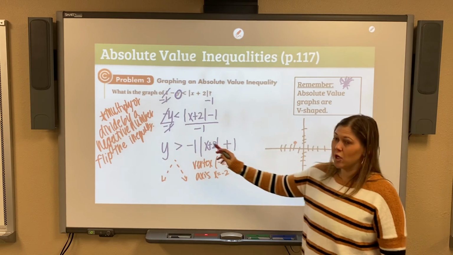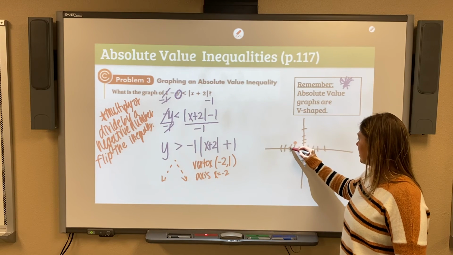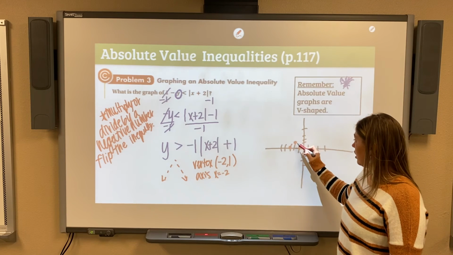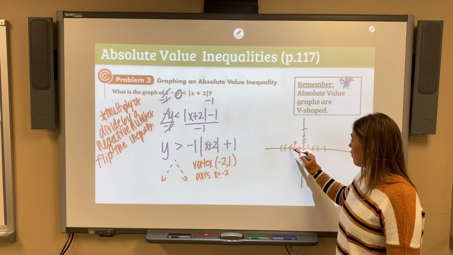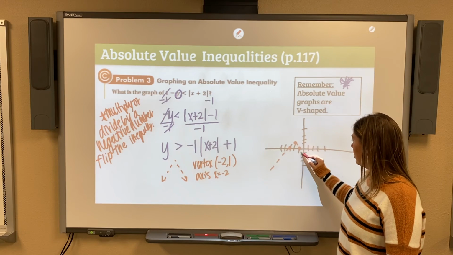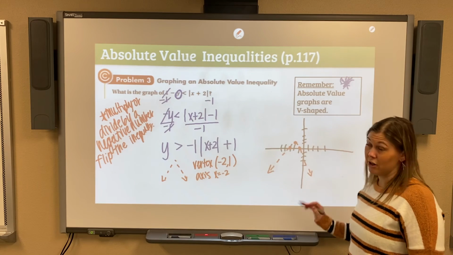Our slope is down 1 over 1, so down 1 over 1 here, and it's reflected over there. That should be good. So we're going to draw our line, but before we draw it, we need to make sure it's a dashed line. Okay, so our graph is drawn.